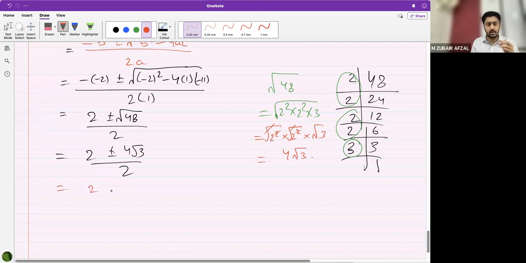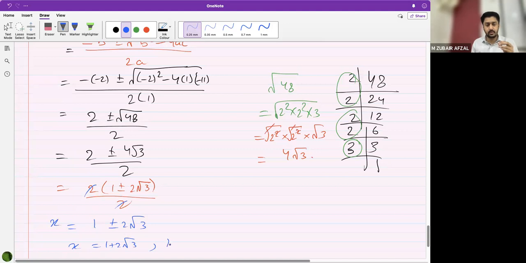Next step would be taking out the common factor. So 2 plus minus 4 square root 3 by 2, eliminating 2, I am left with 1 plus minus 2 square root 3. So these are two values of x. The first one is 1 plus 2 square root 3. The other one is 1 minus 2 square root 3.